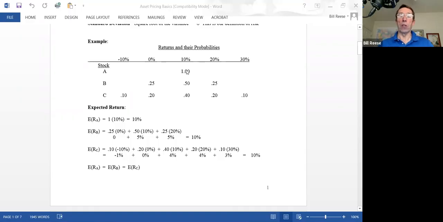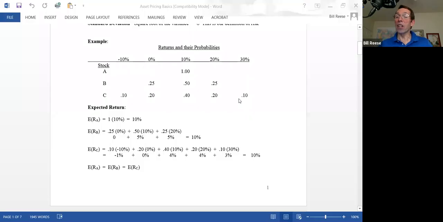Stock B, there are three different things that could happen. There's a probability of 0.5 that it'll get a 10% rate of return, a probability of 0.25 that it'll get a 0% return, and a probability of 0.25 that it'll get a 20% return. Stock C, there's a probability of 0.1 that it'll lose 10%, go down 10% next year, a probability of 0.2 that it'll get a 0% return, a probability of 0.4 that it'll get a 10% return, a probability of 0.2 that it will get a 20% return, and a probability of 0.1 that it'll get a 30% return next year. So these are the possible returns for stocks A, B, and C.